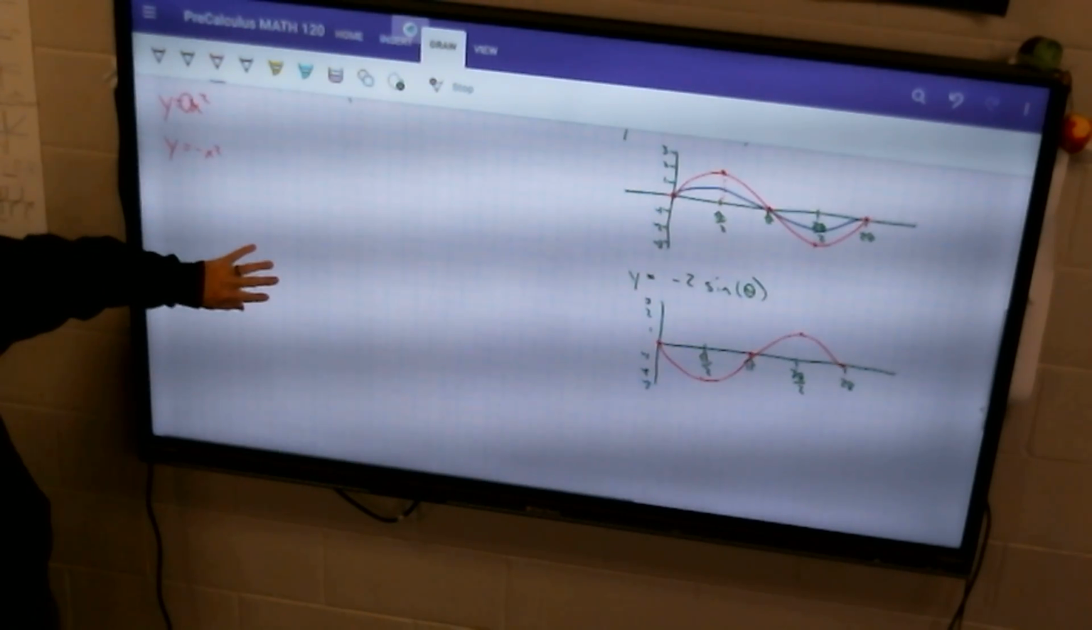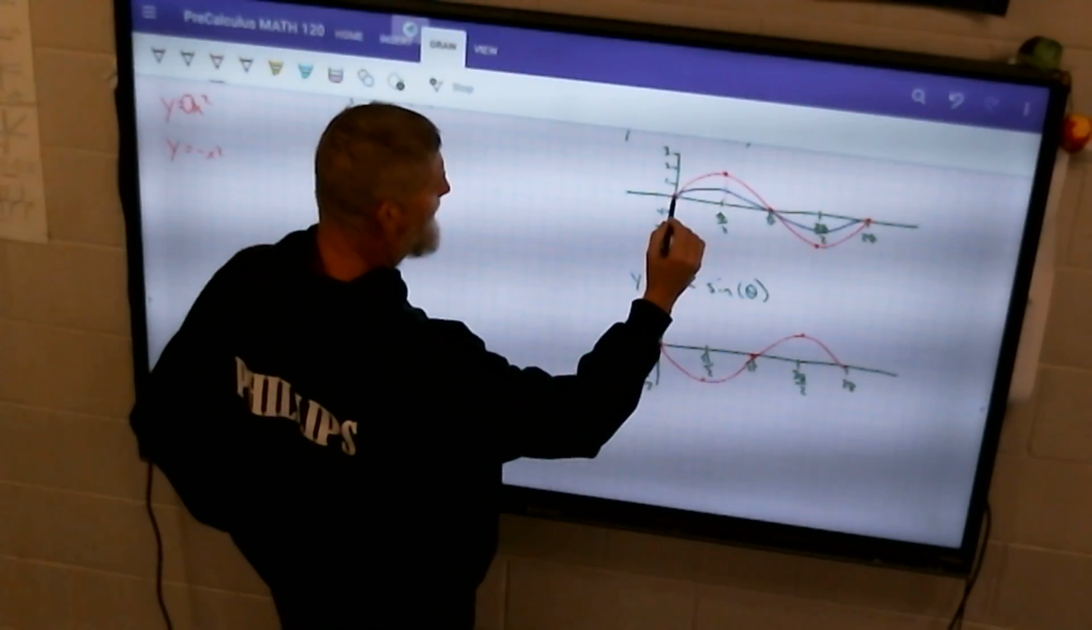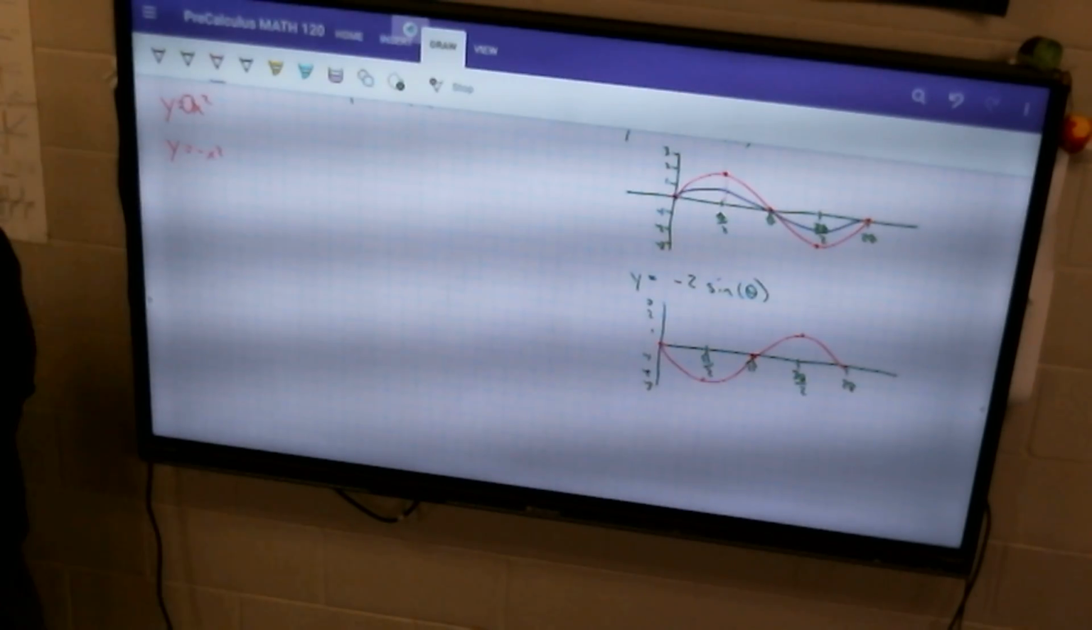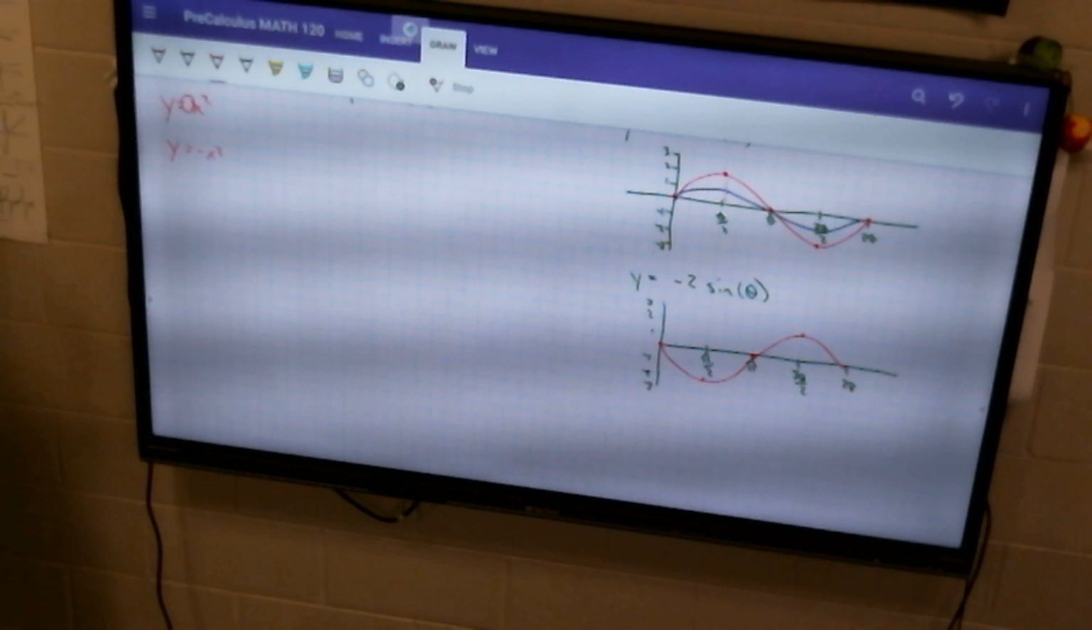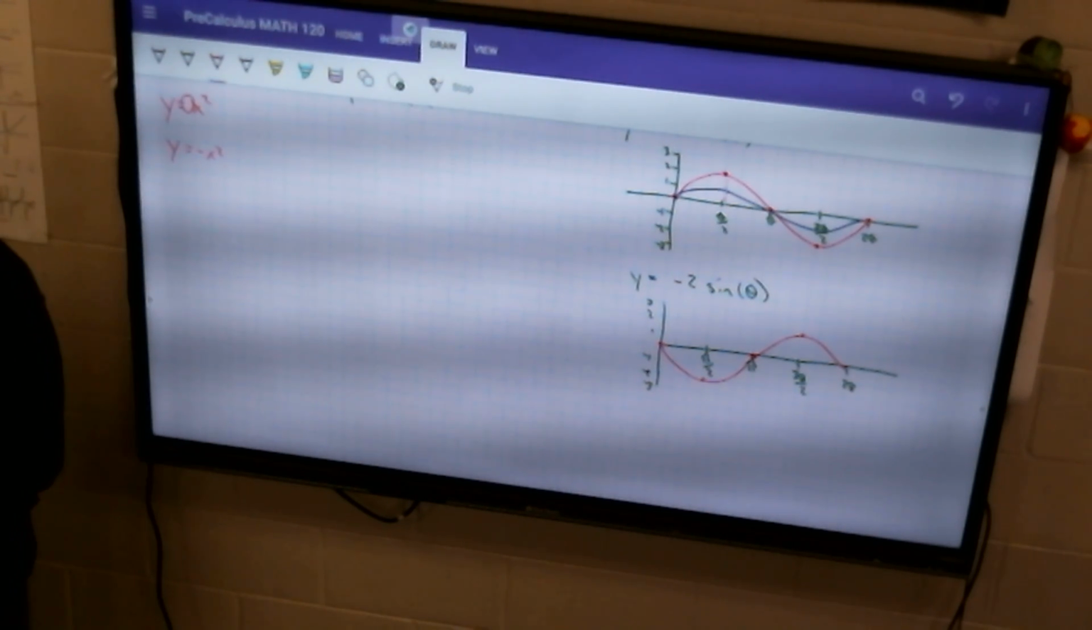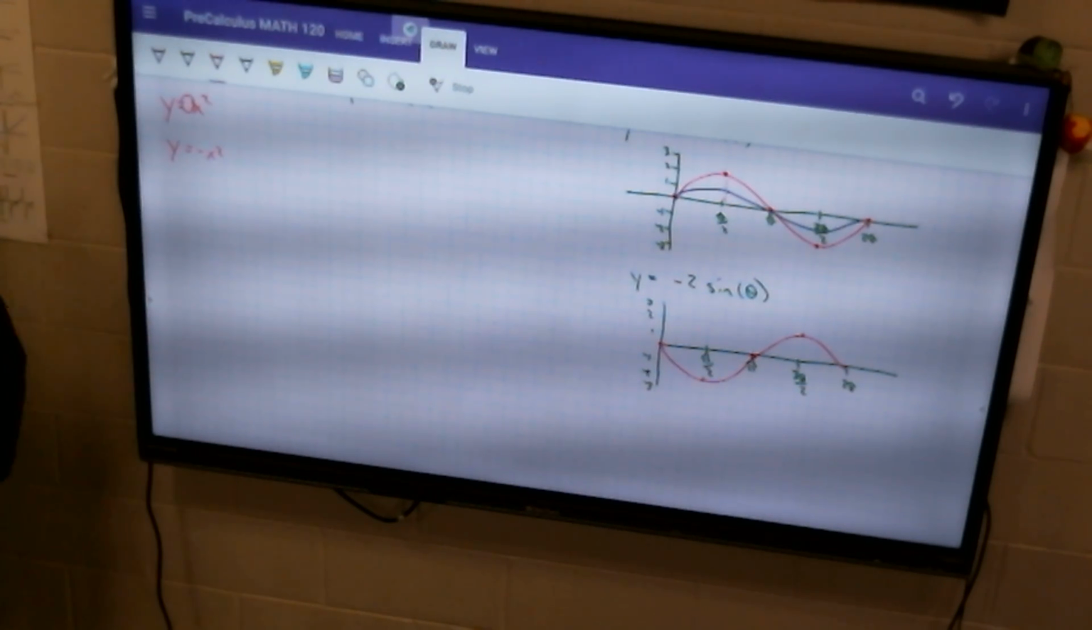Okay, so with the negative in front, rather than going up and down, we go down and then up. So it changes it to 0, minimum, 0, maximum, 0. Make sense? Yes. All right, that's the easiest one. Actually, it's not. There's one that's just as easy.